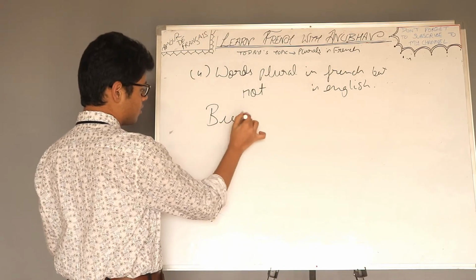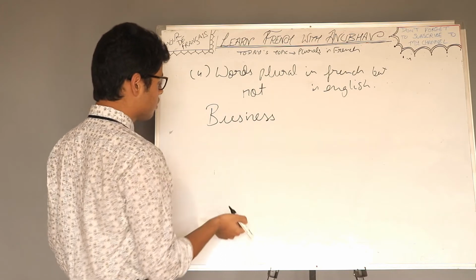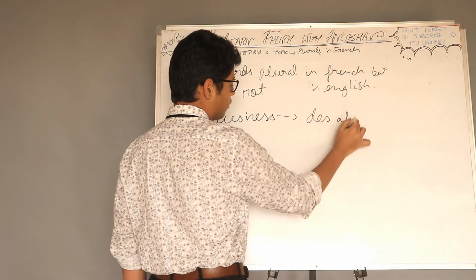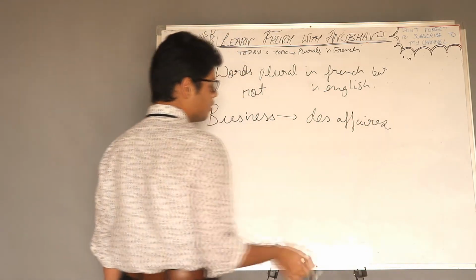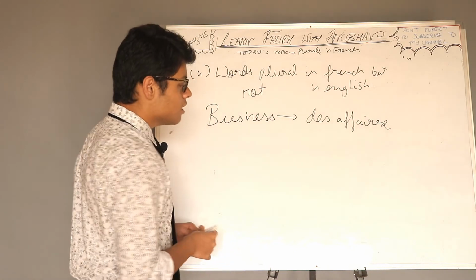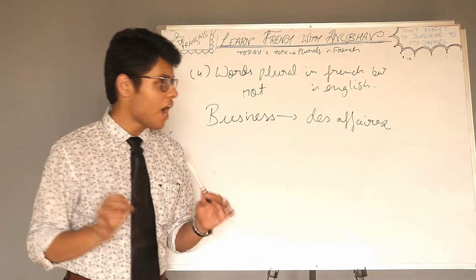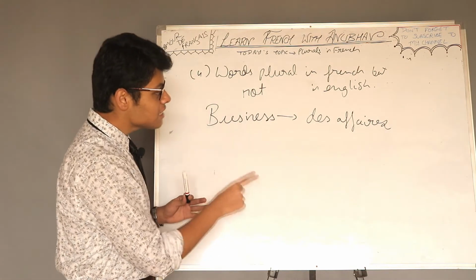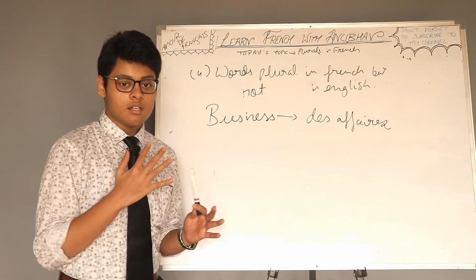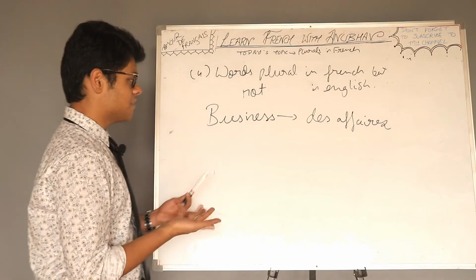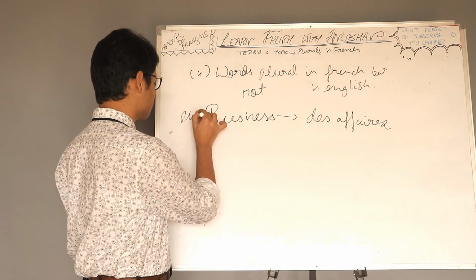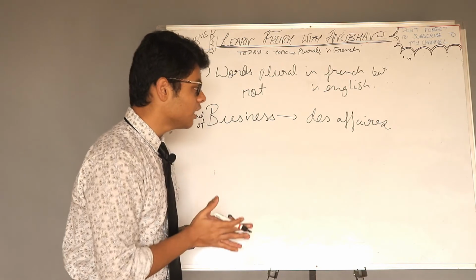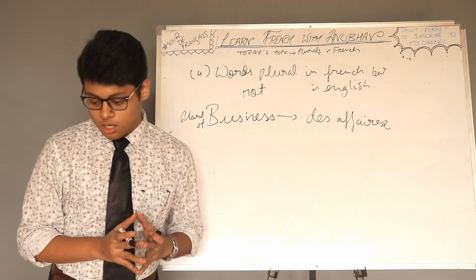Like business, singular word, des affaires, A-F-F-A-I-R-E-S. There's no word like affaire, no word like that. It's simply, it has to end with an S, des affaires. Business is the plural form of business. And there's no singular of business in French.